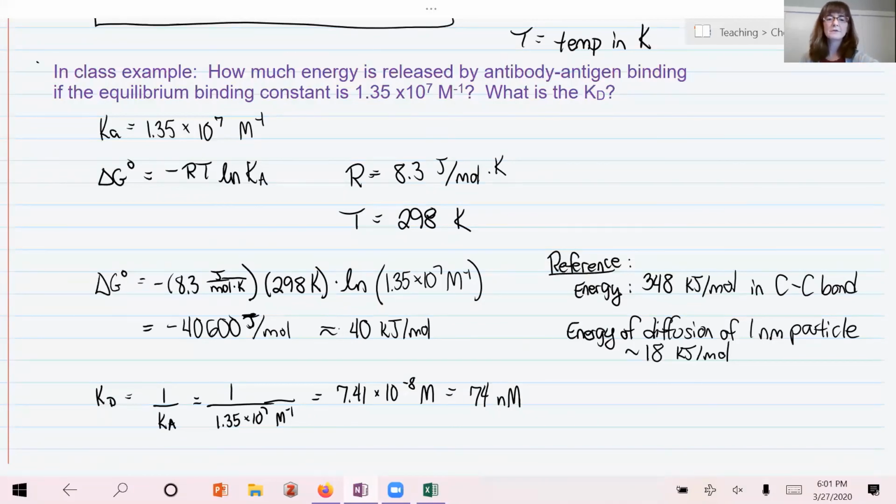All right, so that's it for this lesson, and I'd like to just preview what we're going to do in the next one, which is figure out how we can calculate what fraction of available binding sites are occupied given a particular KD for the antibody.